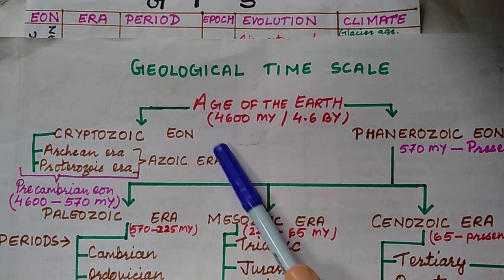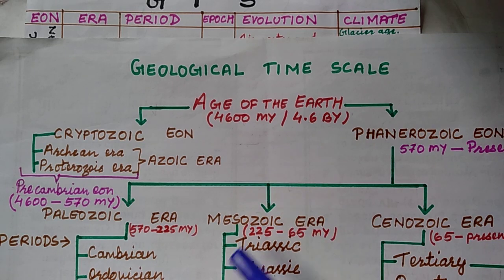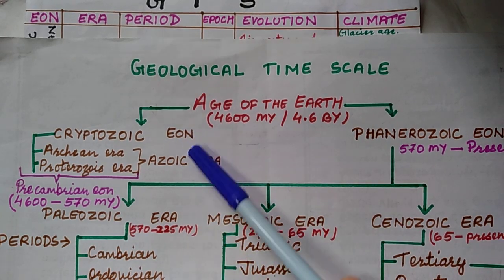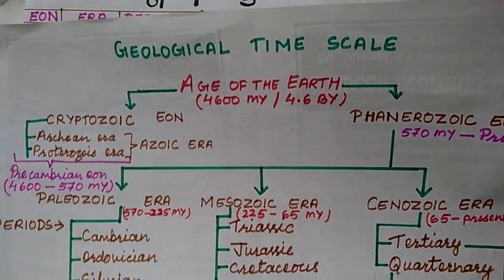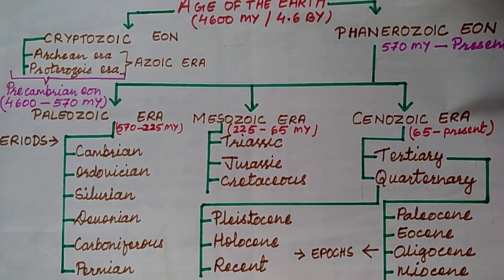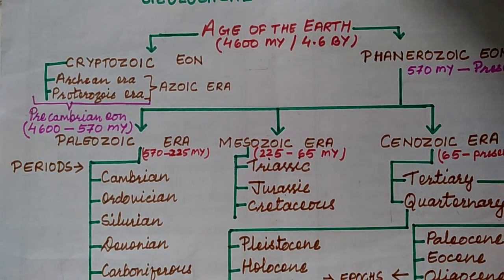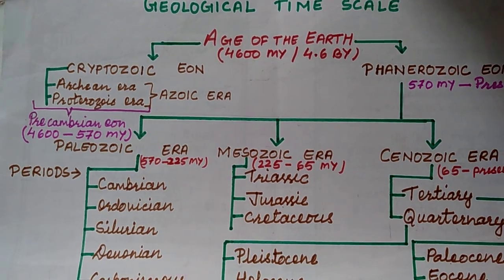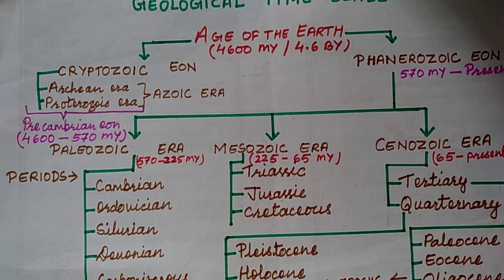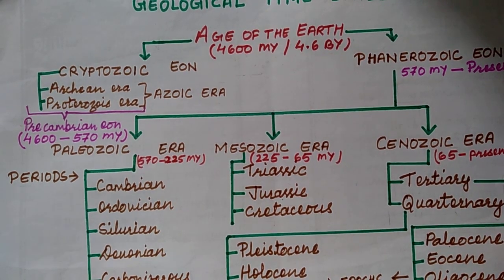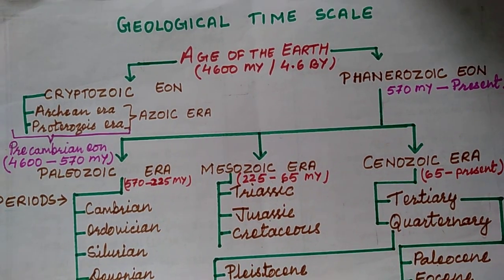This long period of time, 4.6 billion years, is divided into time blocks or time divisions. These are eons, eras, periods and epochs. The broadest, the largest one, is the eon. The 4,600 million years has been divided into two eons. These two eons are the Cryptozoic eon and the Phanerozoic eon.